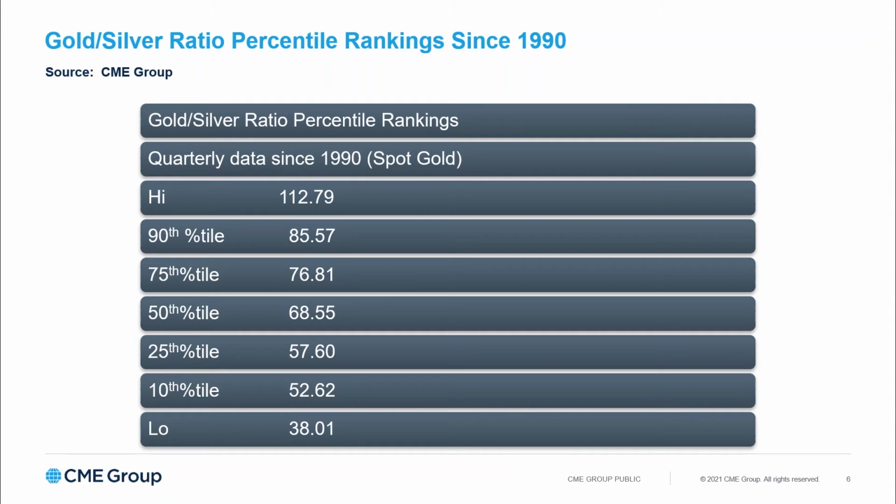It's had a very, very big move. For those that think it's going to continue, get long silver, short gold. For those that think it's going to reverse and gold's going to outperform silver, you would get long gold and short silver. So how do you set up the trade?